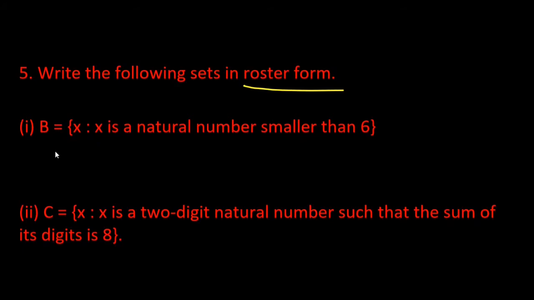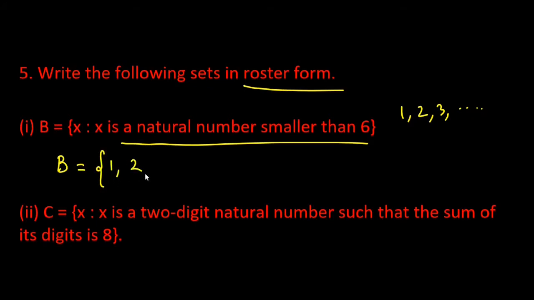Now, first one, B is equal to {x such that x is a natural number smaller than 6}. So x is a natural number. All the natural numbers are 1, 2, 3, etc. So B is equal to {1, 2, 3, 4, 5}. It is given as smaller than 6, so we should write up to 5 only.